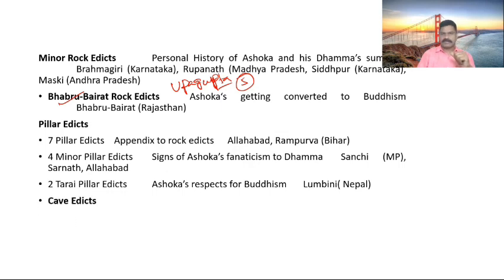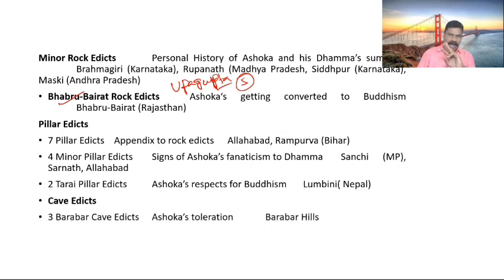Cave edicts. There are 3 Barabar Hill Cave edicts. The Barabar Hill Cave edicts were dedicated to the Ajivikas, showing Ashoka's toleration towards the Ajivika sect.